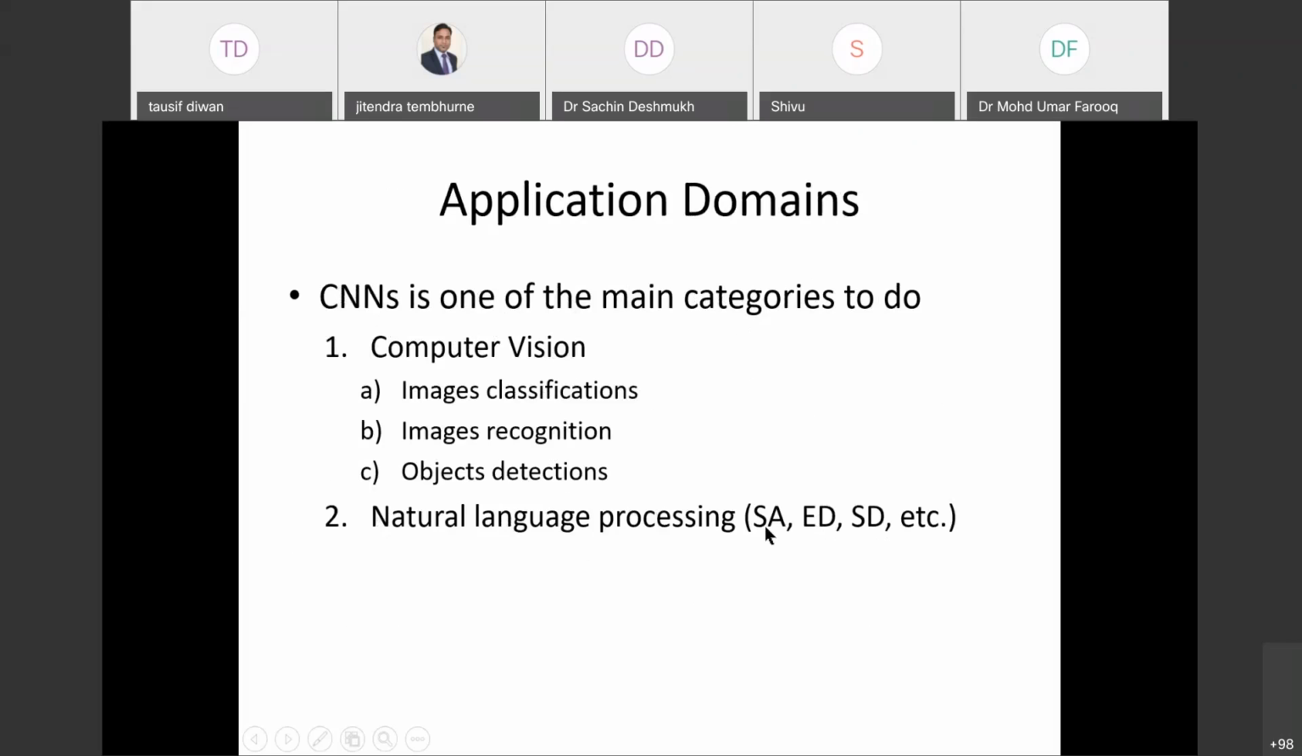Sentiment analysis means we just find out whether the sentence given to you is positive, negative, or neutral. Then emotion detection means extracting the inherent emotions within that particular sentence, whether joy is associated, whether sorrow is associated, or disgust is associated. What is the emotion associated with that particular sentence? Extraction of that emotion is known as emotion detection.